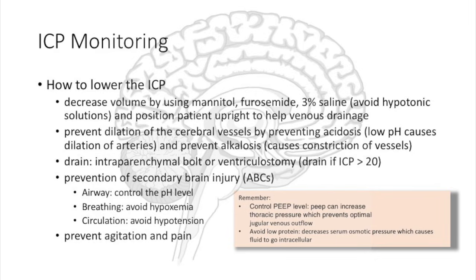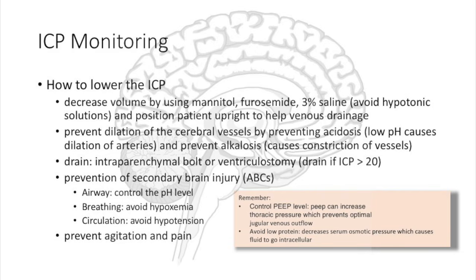This little bullet point box here: have control PEEP levels. People that are on the ventilator, PEEP can increase thoracic pressures, which prevents optimal jugular venous outflow, which again can raise your ICP. Also avoiding low protein. This decreases your osmotic pressure, which causes fluid to go intracellular.